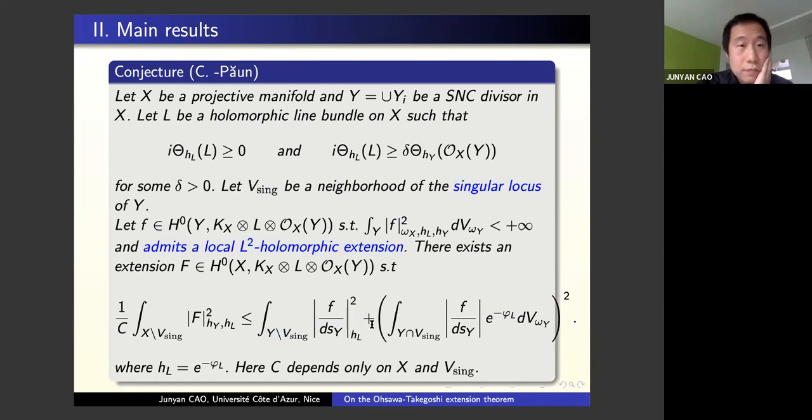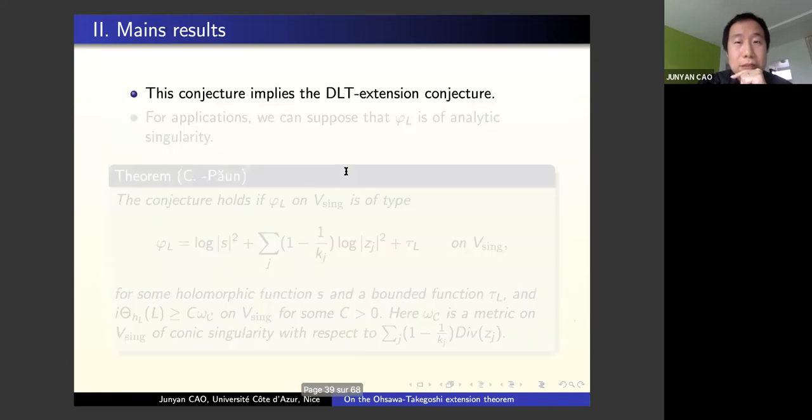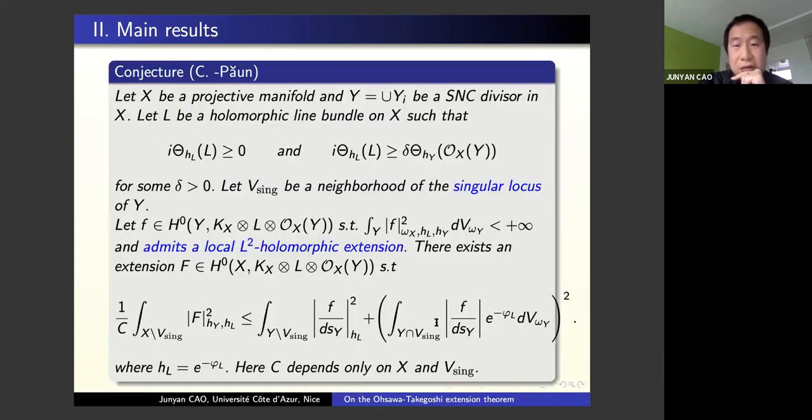So that's our conjecture. In fact, if we could prove this conjecture, by using the same argument as in the paper of Mai-Haken power, we can probably prove the DLT extension conjecture. In fact, if we look at the paper of Mai-Haken power, we can see that in their proof, the finiteness of the L1 norm is a very natural condition.